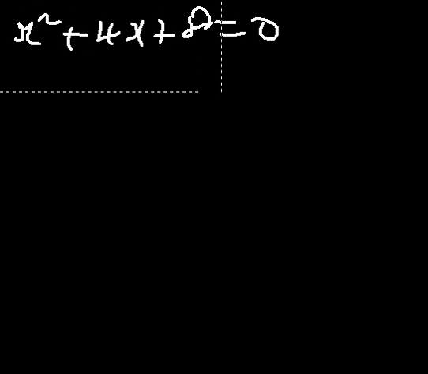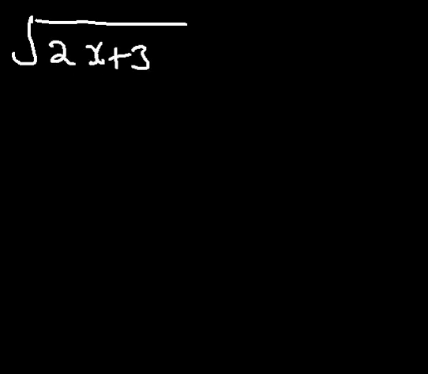Let's say we have, in this case, the square root of 2x plus 3, minus 2 times the square root of x minus 2, which is equal to 1. So now how should we be able to solve for x in this case?